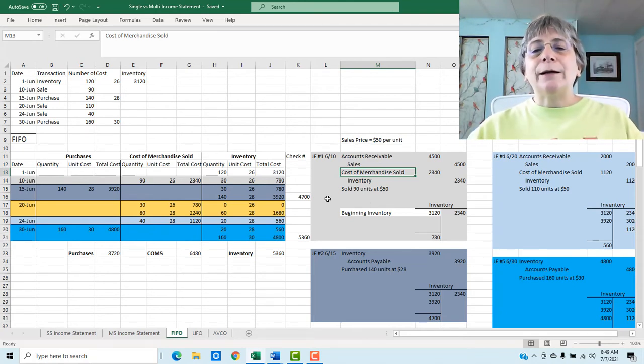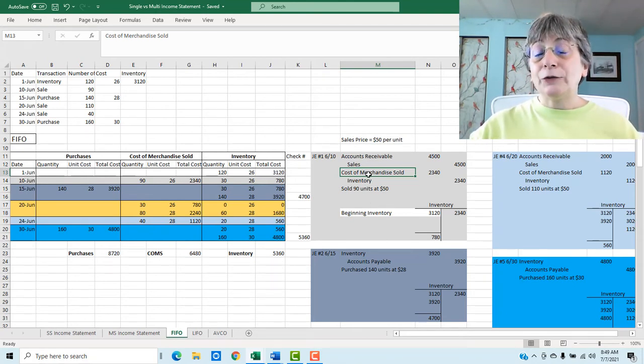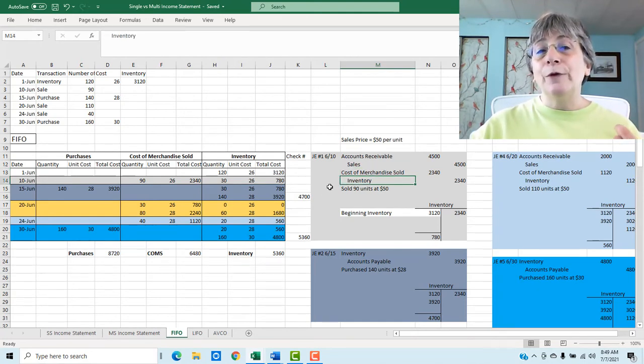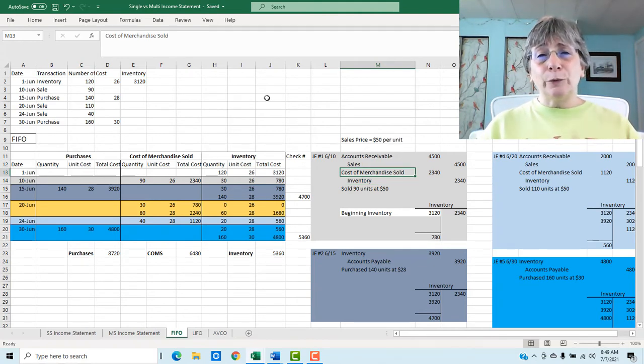So we do that by applying a cost, our cost of merchandise sold, and by removing that cost from what's in our inventory. So what FIFO, LIFO, and average cost are doing are determining what that cost is that we're going to be taking out of our inventory.